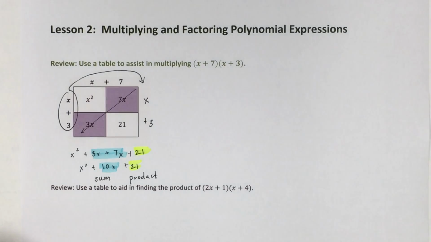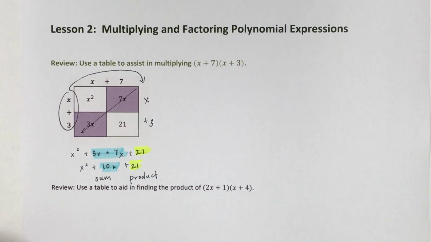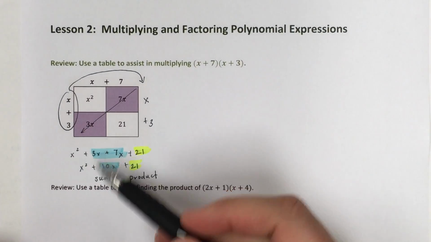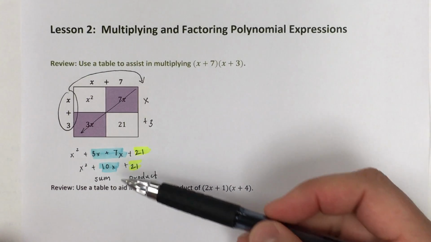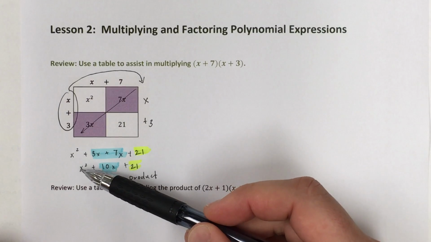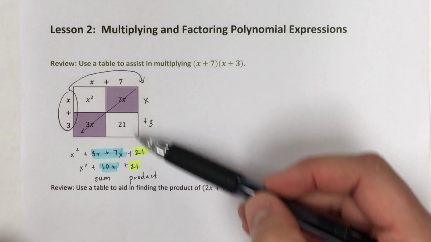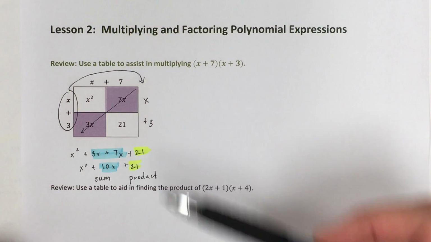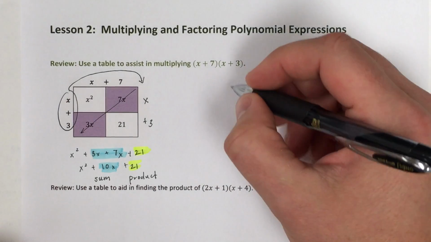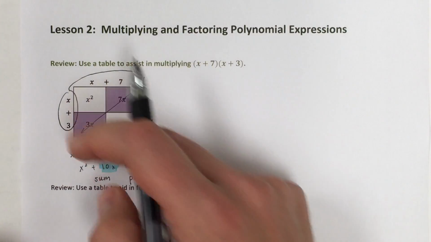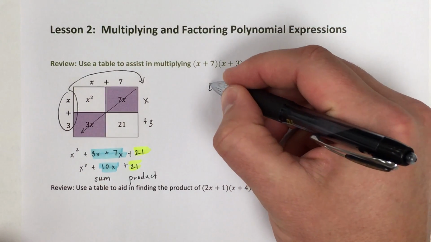For the moment, this is important for us to get the final answer, but it really becomes important when we start to undo, when we start to reverse this process, and we start looking at the trinomial and trying to figure out what two binomials created it.